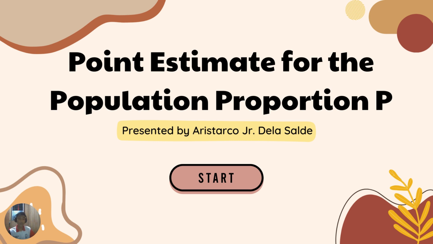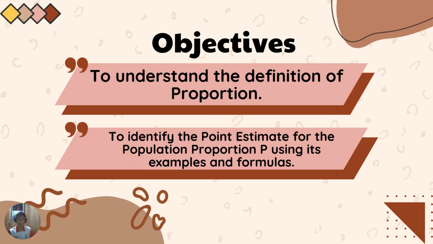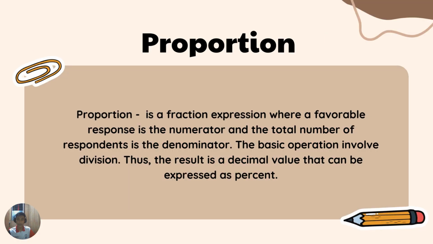And we are going to discuss the point estimate for the population proportion P. First things first, we need to know our learning objectives. First, we need to understand the definition of proportion. Second, we need to identify the point estimate for the population proportion P using its examples and formulas.